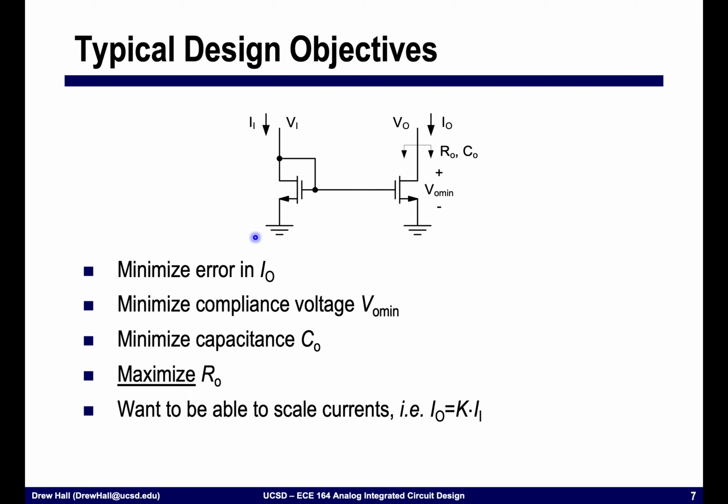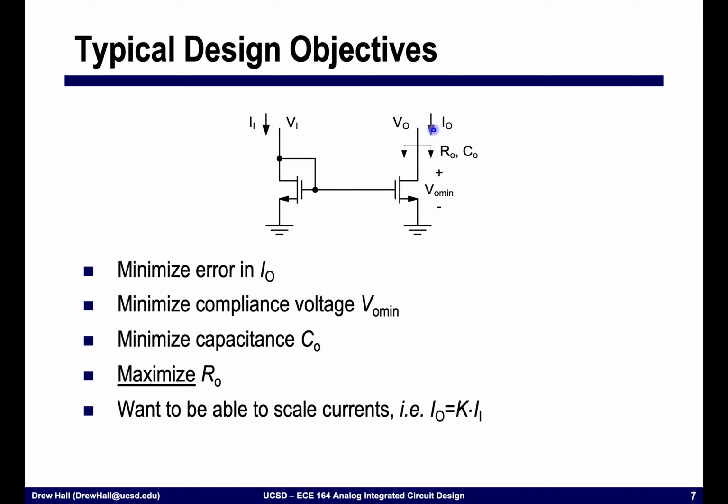So what are we often trying to do when we're designing these types of circuits? Really, it's about minimizing the error in I out. That is, if I send in 100 microamps and I have the same W over L, I'm trying to get I out equal to 100 microamps.